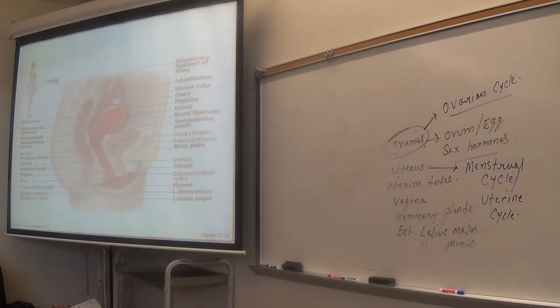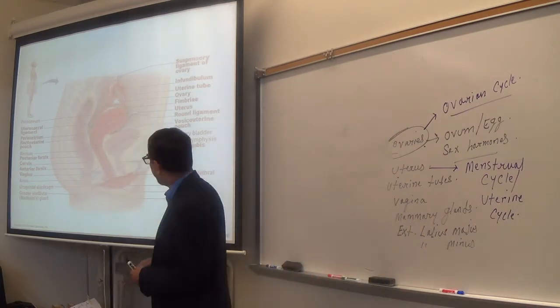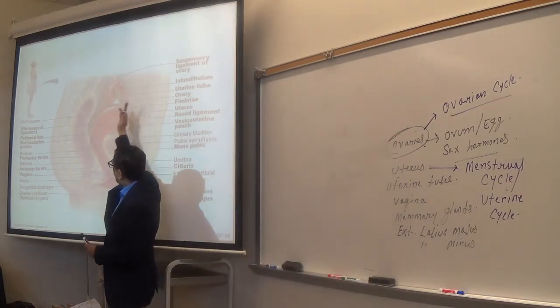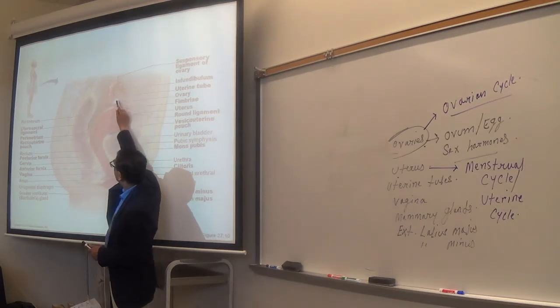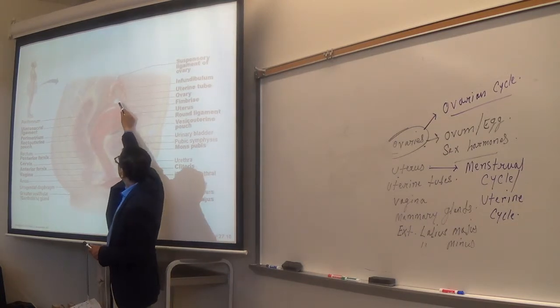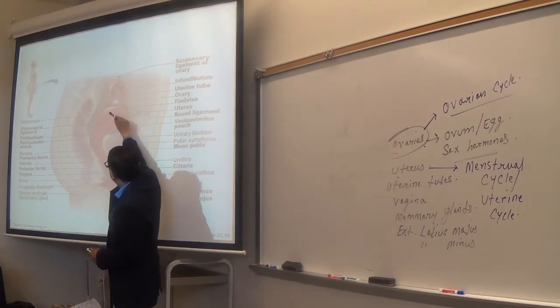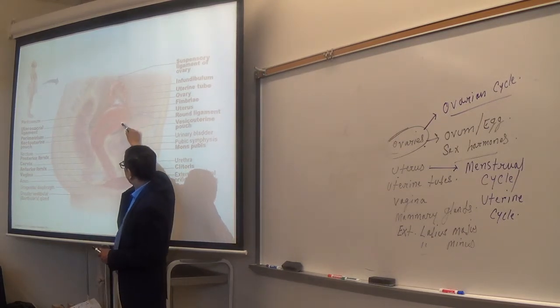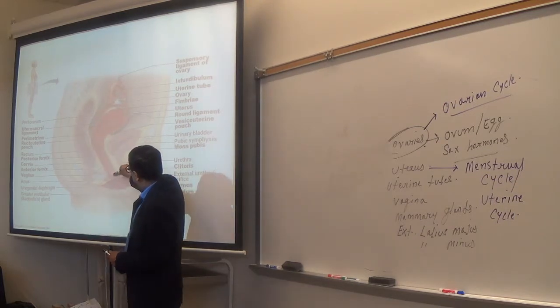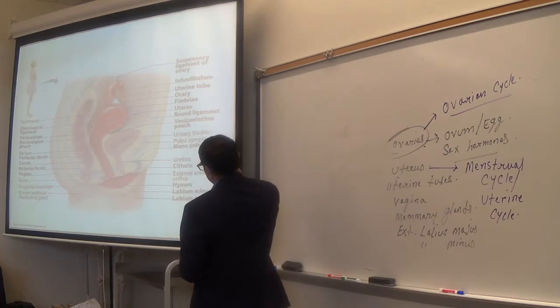Okay, in this picture you can see the organs of the female reproductive system. This is one half, so you can see one side. This is the ovary, the other one is on the opposite side. Then this is the uterine tube or fallopian tube, and this is the uterus, and this is the vagina, labia majora, labia minora, those structures.